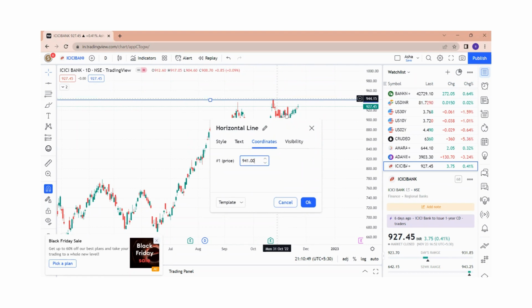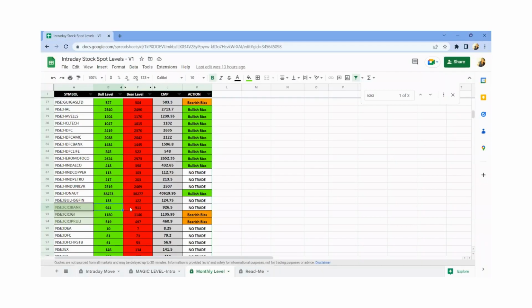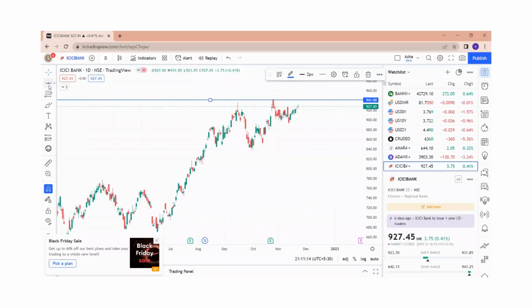941. You can see here, of course, it made this high on the 25th of October. After that, this is 27th October, this is 28th October. ICICI Bank did not sustain above this level even for one day. It has been completely sustaining below this level, and the low that ICICI Bank made was 883. Now ICICI Bank is bearish also below 911.